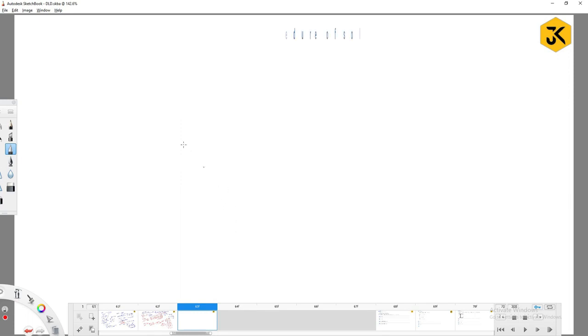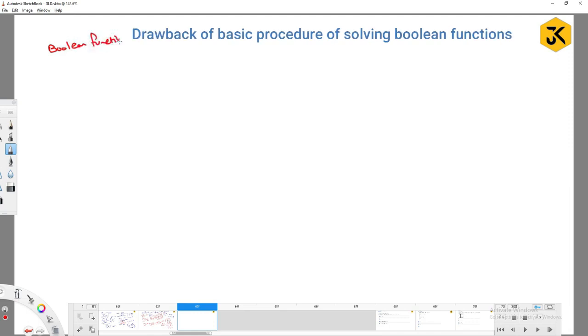Whatever things we are trying to discuss, we are going to have a Boolean function. With the help of this Boolean function, I can simply construct one circuit. It is okay for me.